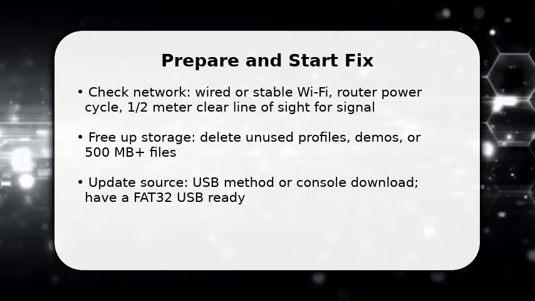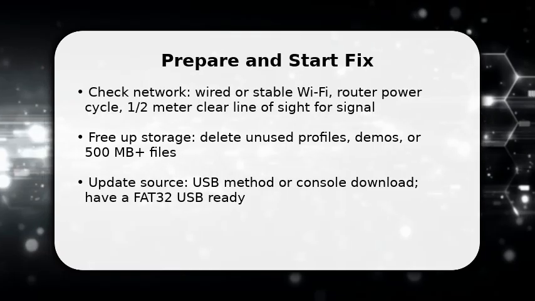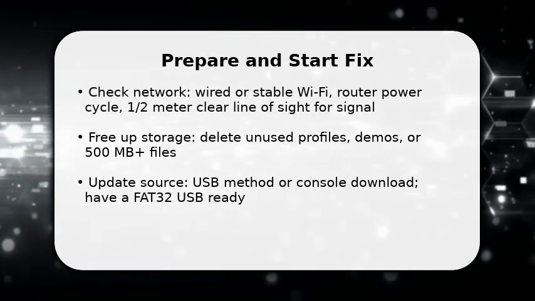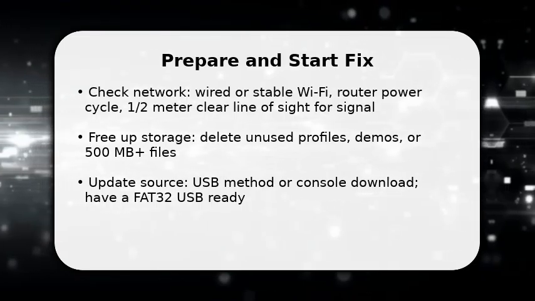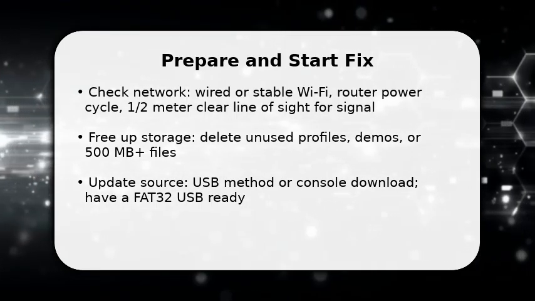You begin by confirming essentials: a stable connection and available storage. Power cycle the router, then reboot the Xbox 360. Once done, check system update history to see the error code.